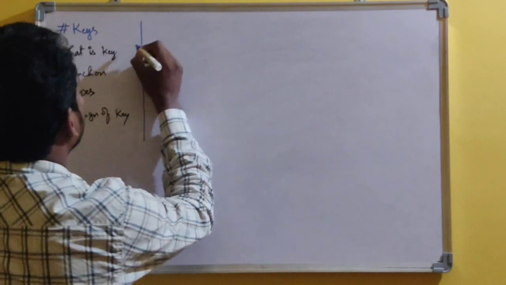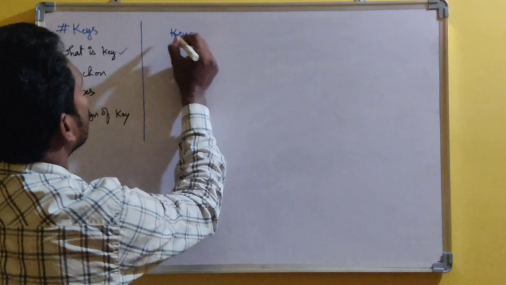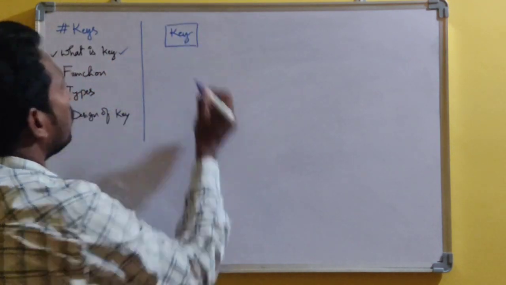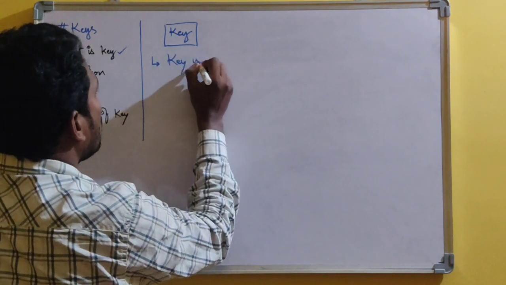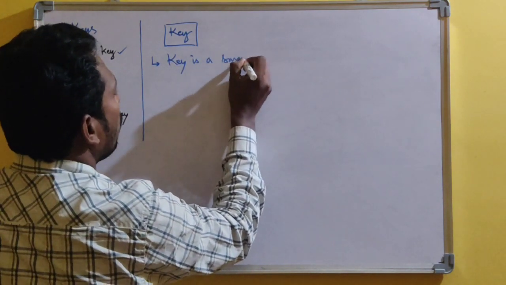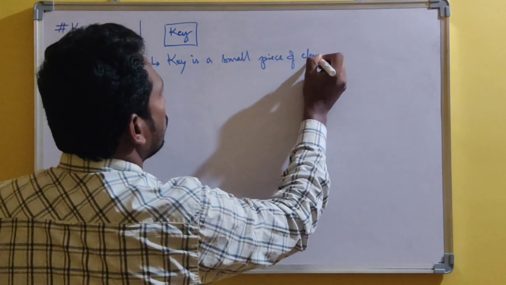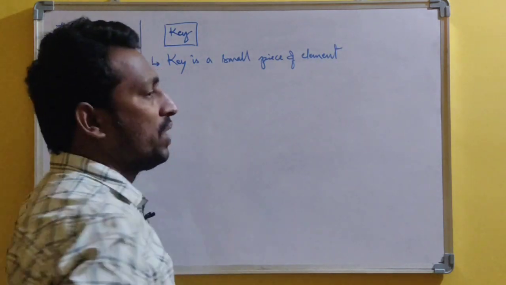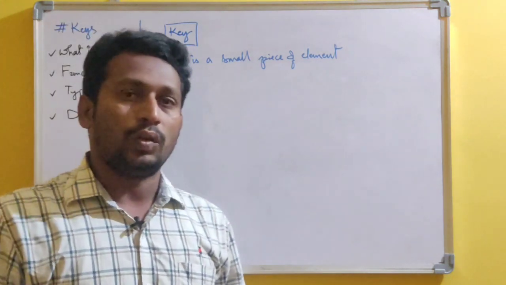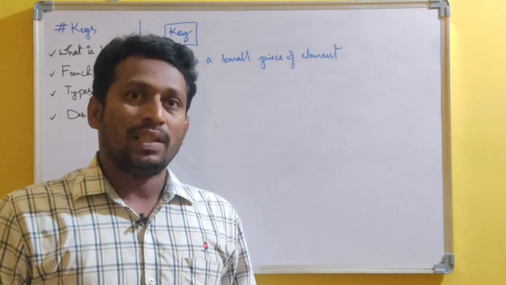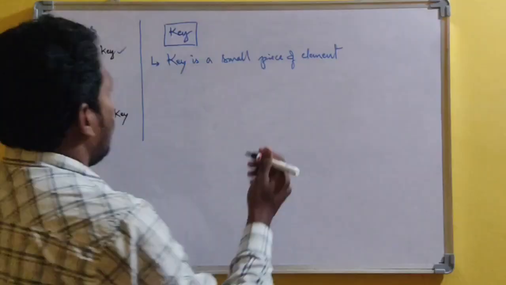What is the key? A key is a small piece of element which will be used in the couplings, in order to join two shafts to transmit the power from one shaft to another shaft.